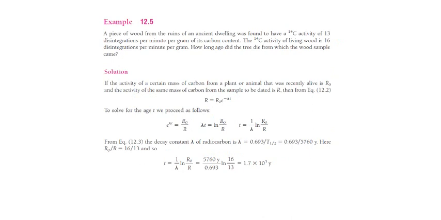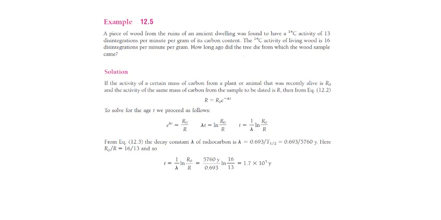A problem is given here as an example. Here we are given the activity of 14C in a dead sample to be 13 disintegrations per minute per gram, and the 14C activity in a living wood sample is also given. We are asked how long ago the tree died.